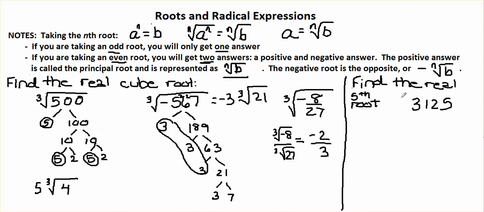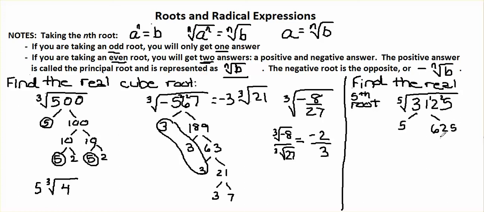Now let's take a look at finding the 5th root of a number. So the first thing we're going to do is put a 5th root over our number, and we're going to factor. And we notice that this number ends in a 5, so we're going to factor a 5 out. 5 goes into 31 6 times with 1 remaining. 5 goes into 12 2 times with 2 remaining. 5 goes into 25 5 times.